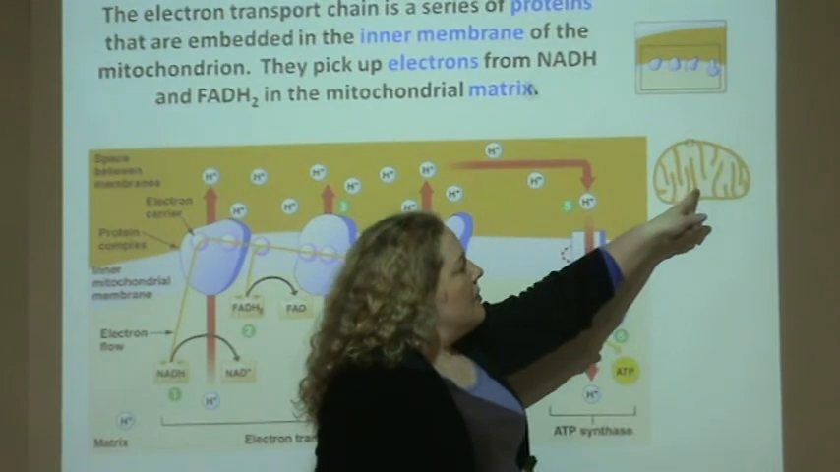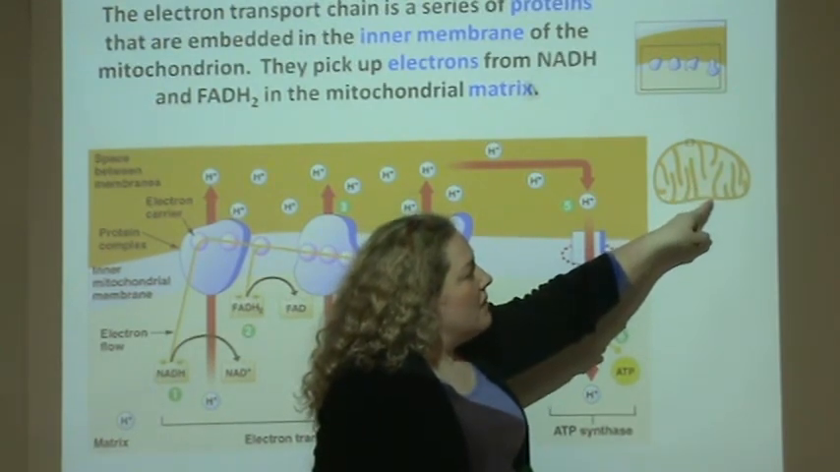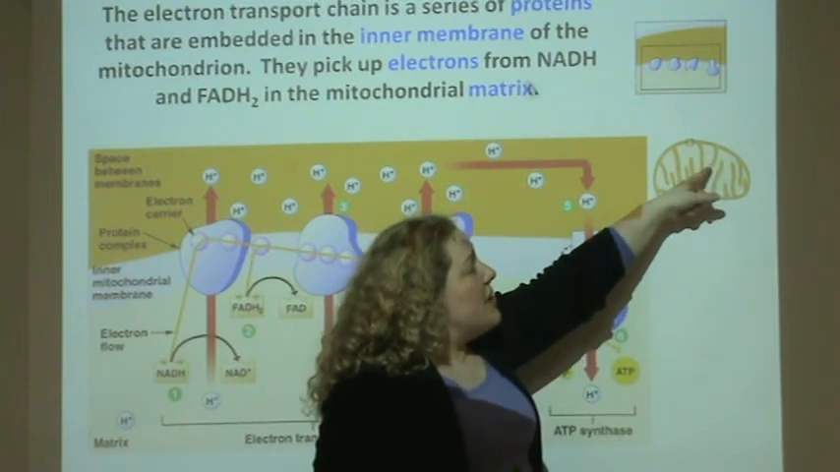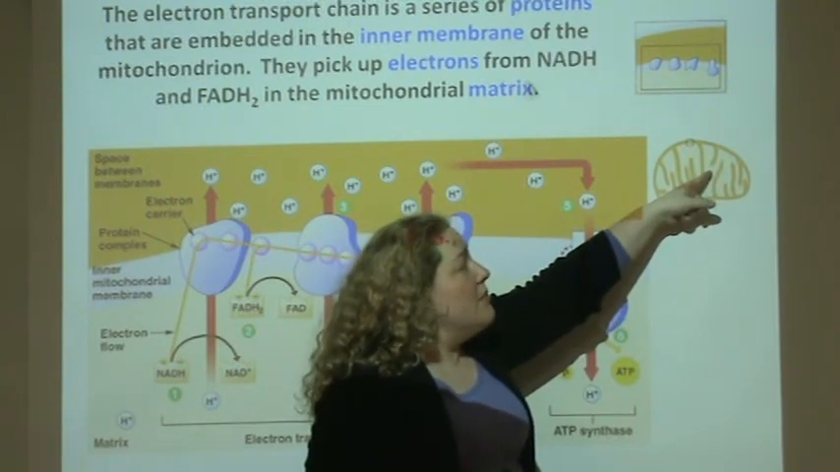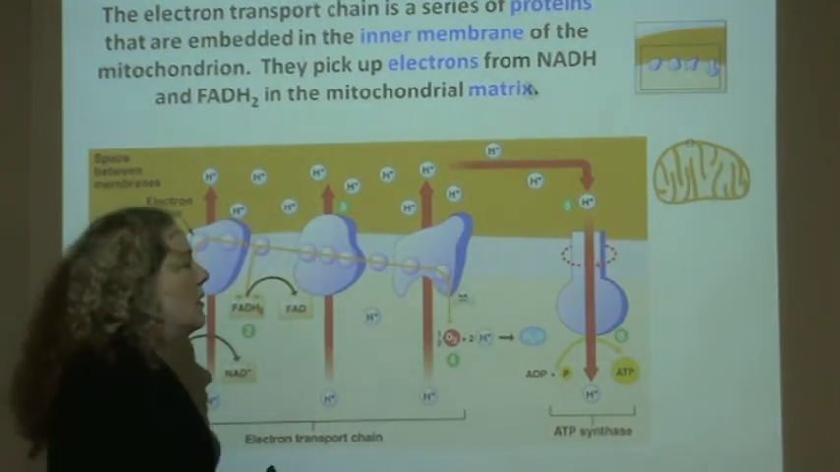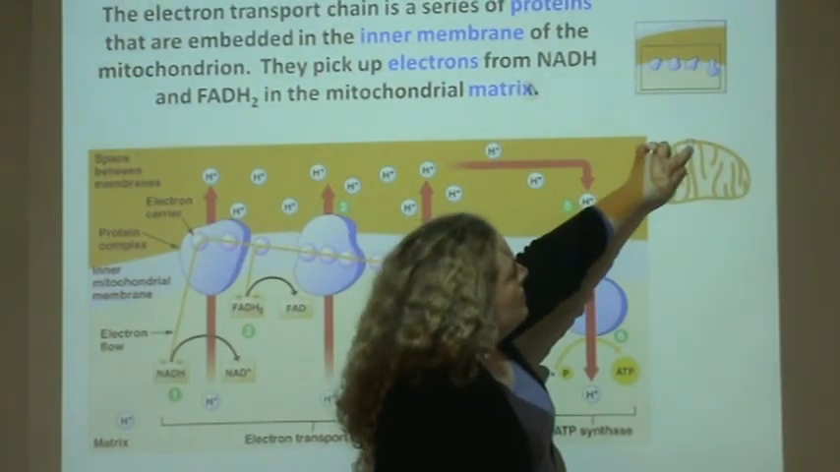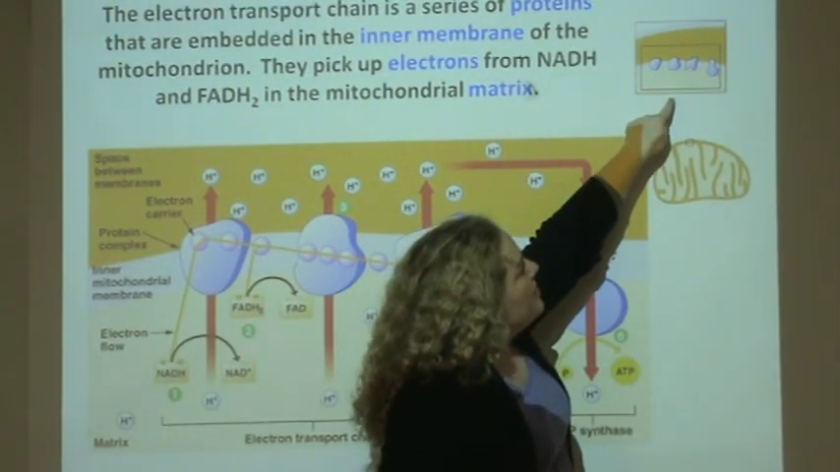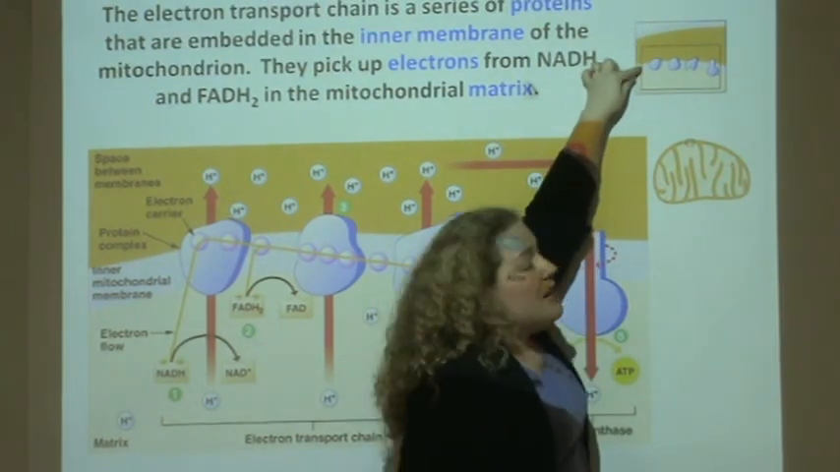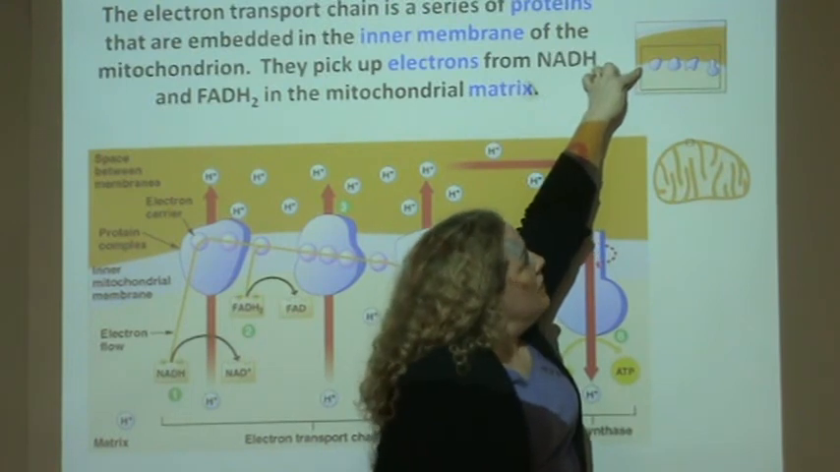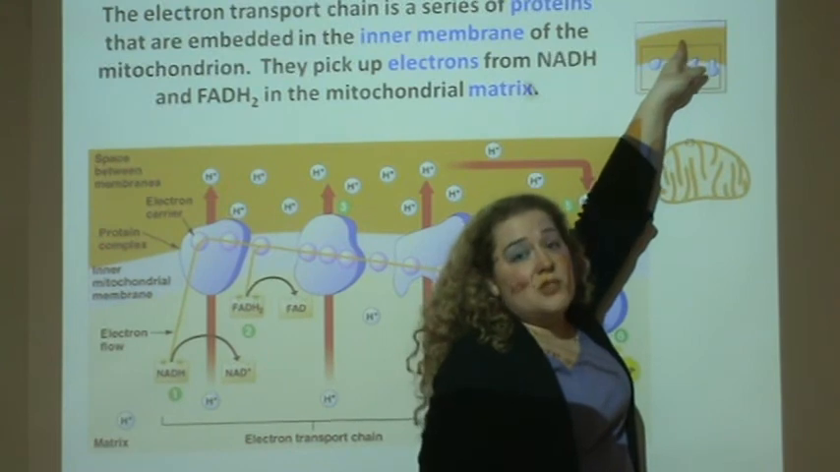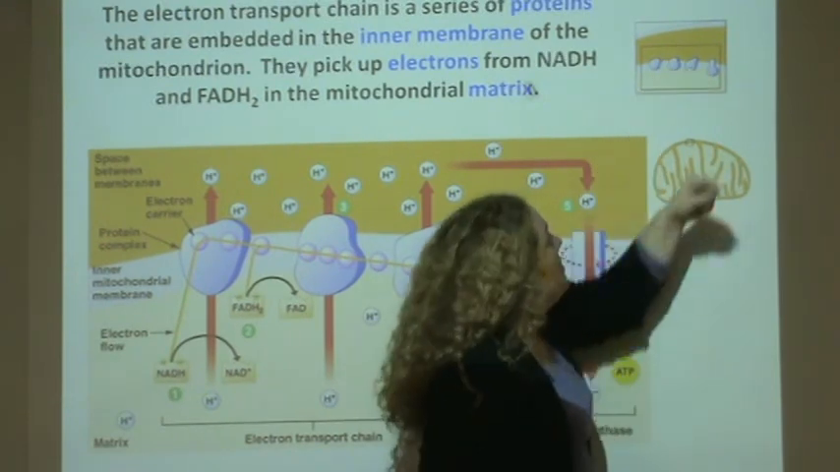So inner membrane, outer membrane, there's a space between those two membranes, and then there's a space inside the inner membrane. So notice this little box, they're blowing it up to a bigger picture. Here's the outer membrane of the mitochondrion. Here's the inner membrane. And here's the very inside space. This orange is the space between outer and inner membranes.